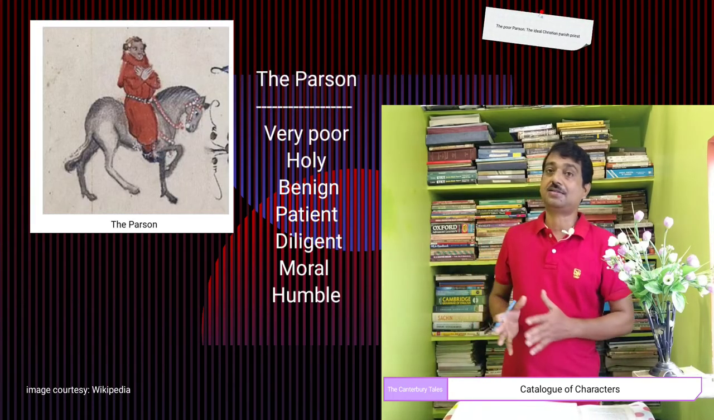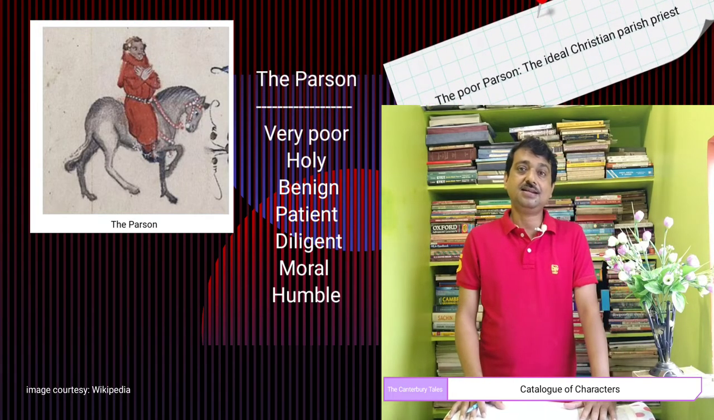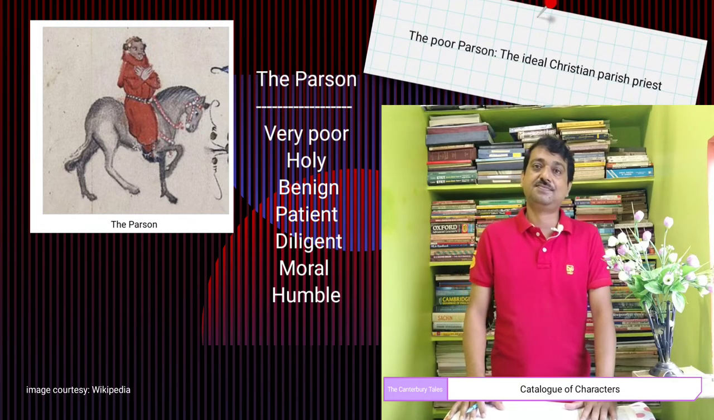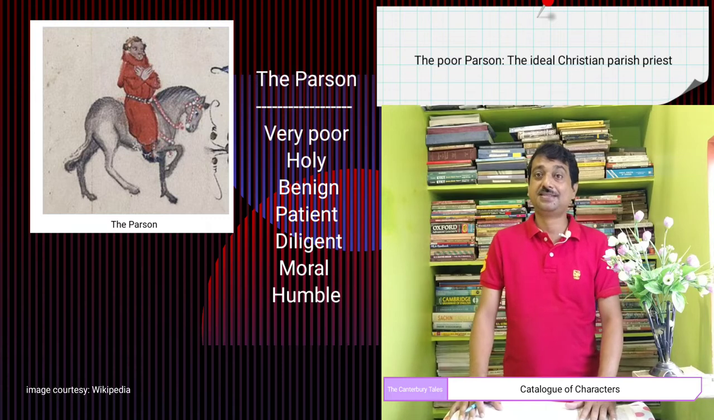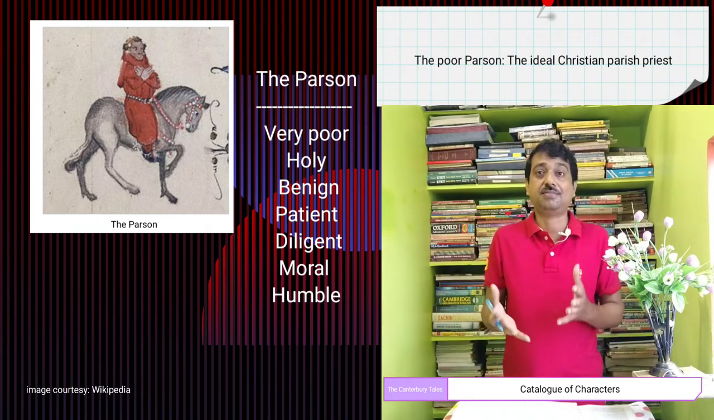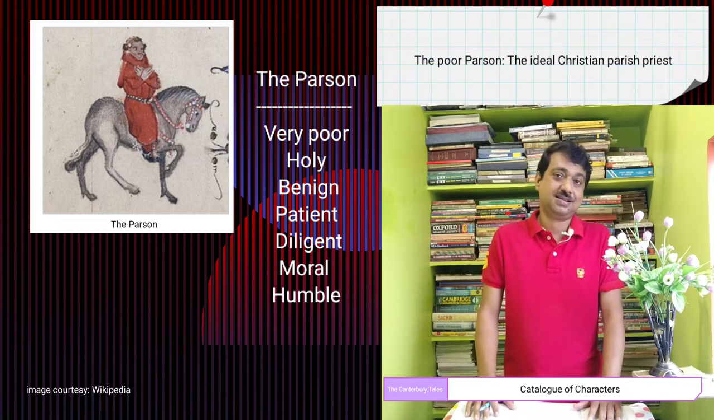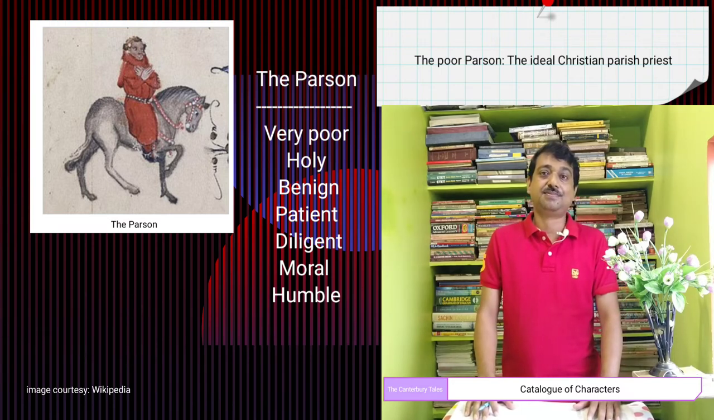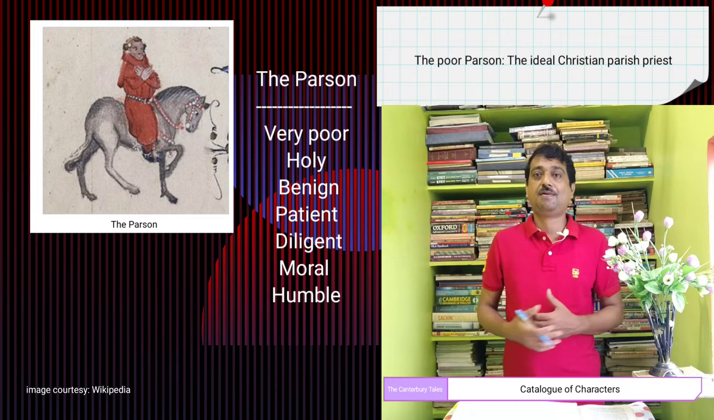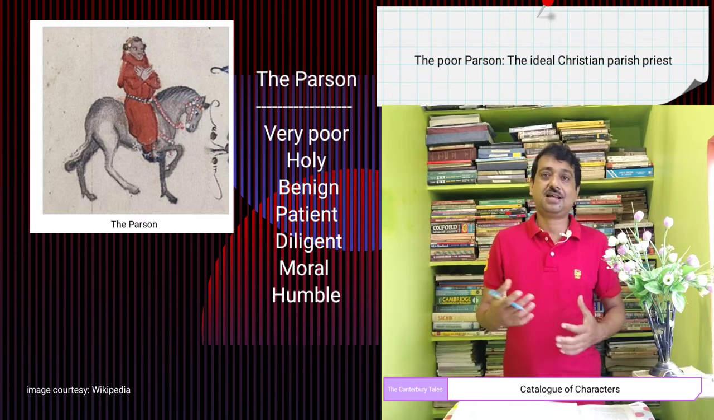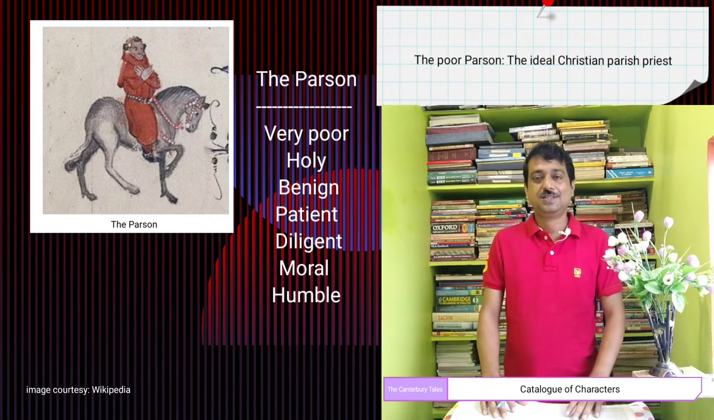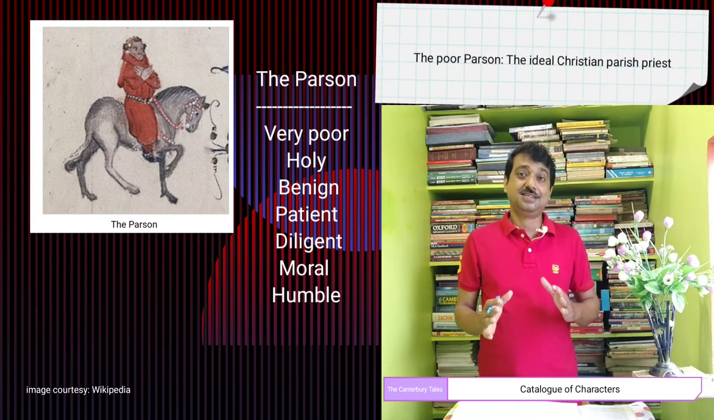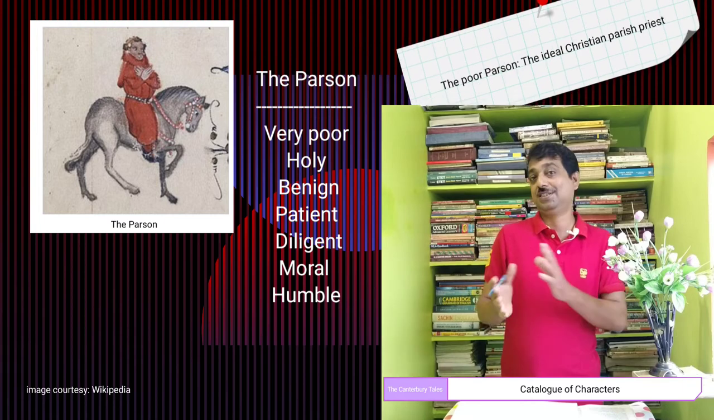The poor person, the ideal Christian parish priest, is very poor but rich in holy thoughts. Benign, patient, diligent, moral, and humble, his principle was to live the perfect life first, then teach by example. He cared for his parishioners. Nothing could keep him from going to check on them. So the honesty in the church is being depicted through his character.